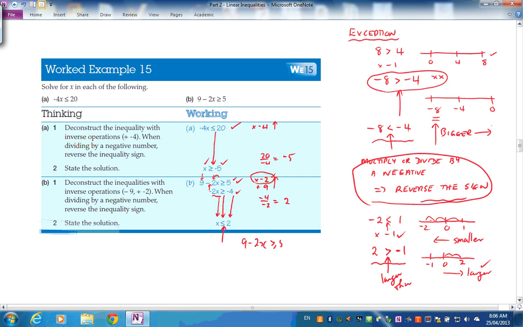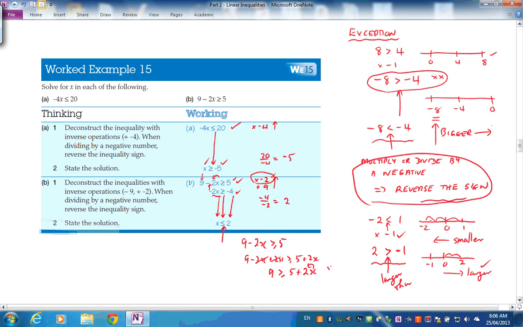If you don't like this, what you could do is add 2x to both sides. 9 plus 2x is greater than 5 plus 2x. Okay, that's disappeared. 9 is greater than or equal to 5 plus 2x. All of a sudden now we don't have that negative problem anymore.